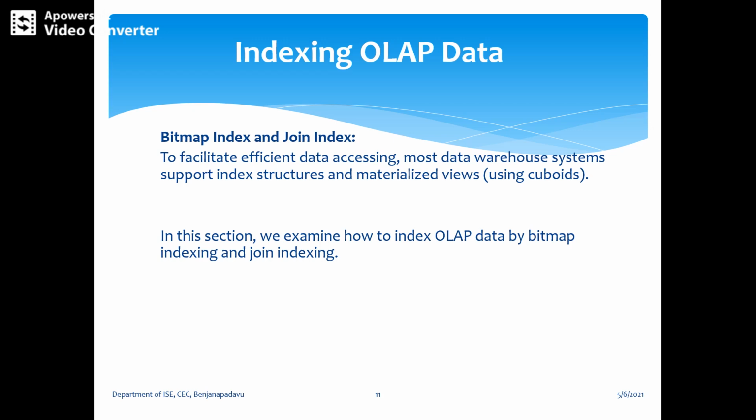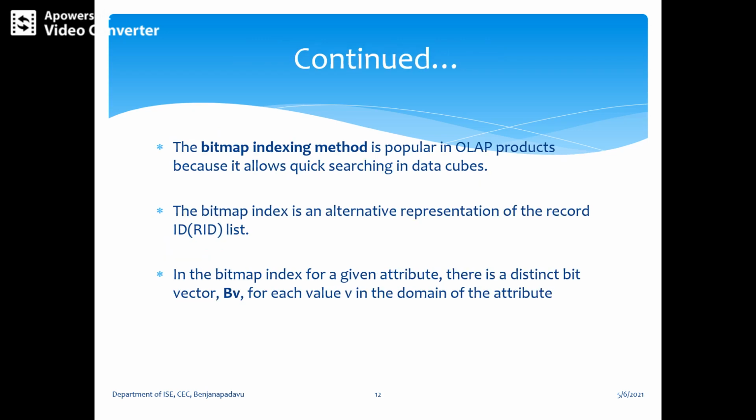We need to facilitate efficient data access, which is supported by the materialized structure using cuboids. There is a general method to select the cuboid materialization, which we discussed, but we examine how to index OLAP data by bitmap indexing and join indexing. Now we should discuss first the bitmap indexing technique. The bitmap indexing is popular in OLAP products because it allows quick searching in data cubes.